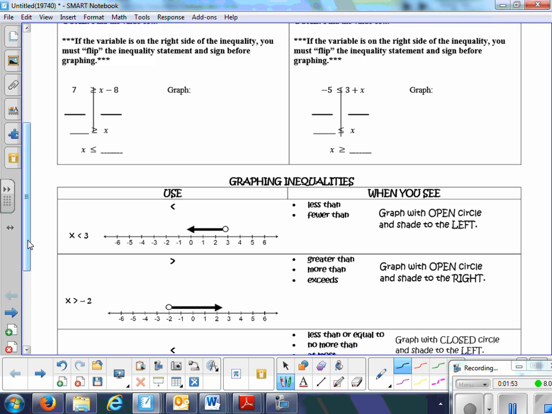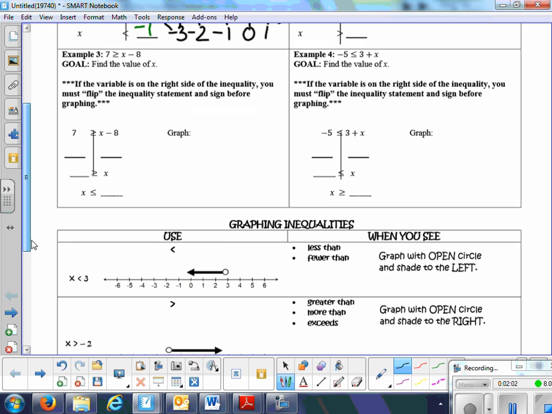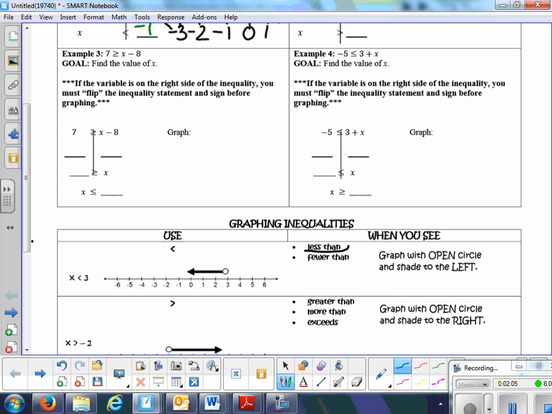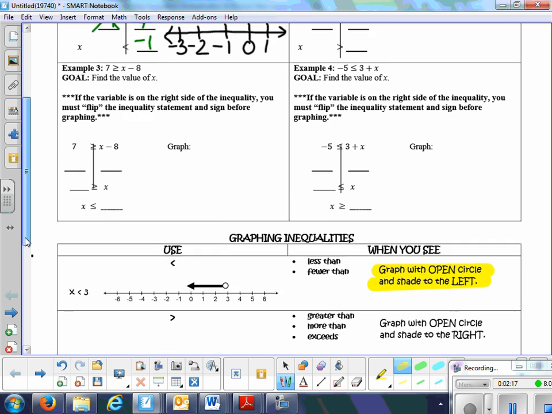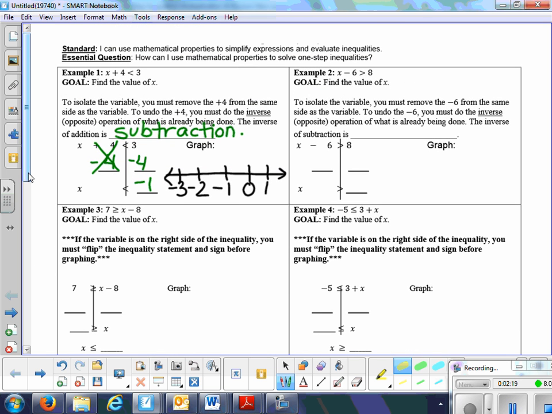And I'm just going to scroll down a little bit. On the bottom of your notes, you have graphing inequalities with some examples. Okay? And we are looking at less than. So if you see here, when we are working with less than, we are going to graph with an open circle. And then we're going to draw that arrow to the left. So we're going to come back up to our inequality, and since our solution is negative 1, we're going to draw an open circle, and we are going to draw that arrow to the left.